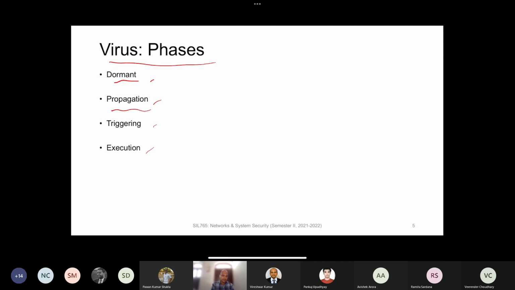Okay, so this is the propagation, which means that now your system has got infected with that virus. Or if it is a Trojan, you downloaded that Trojan or some application with the Trojan, and now your system already has that Trojan ready to actually do some malicious activity.